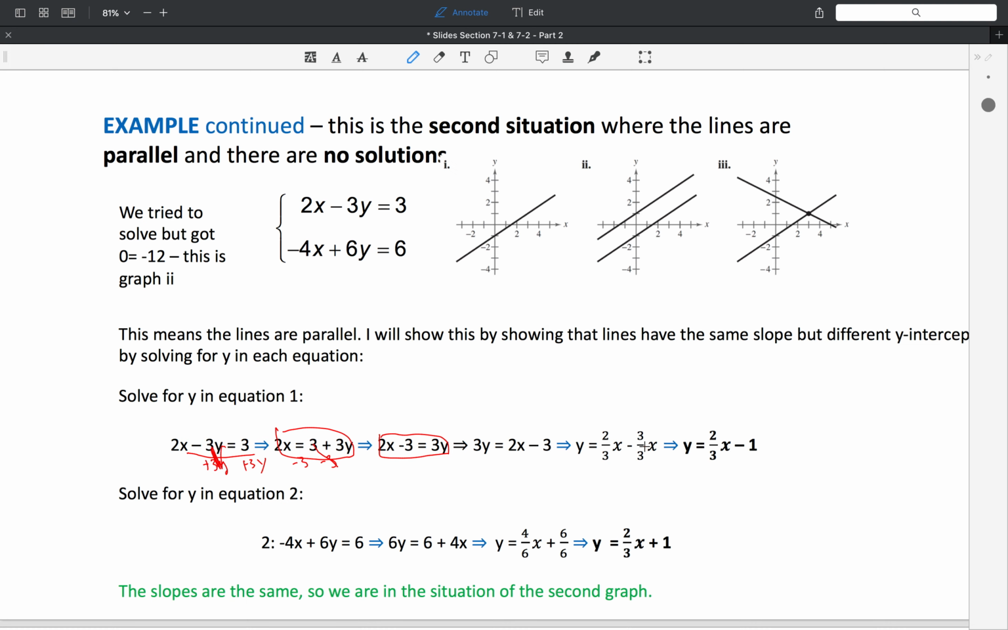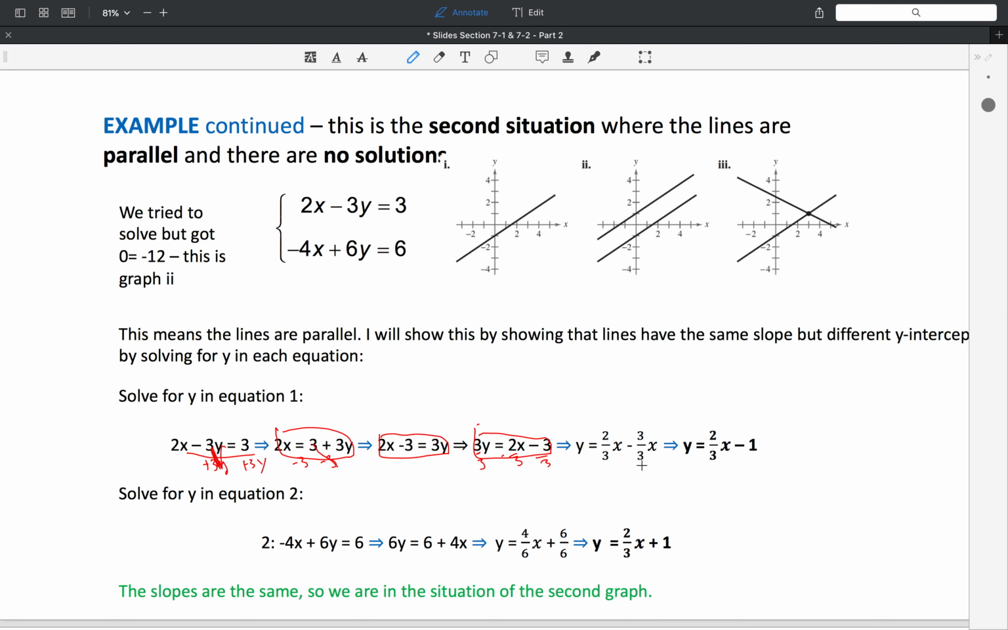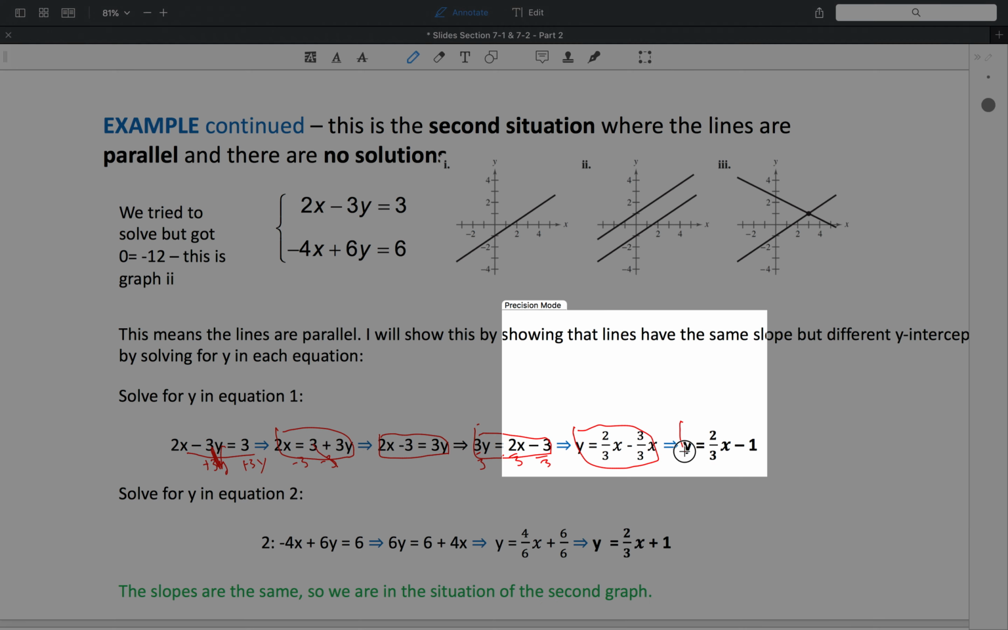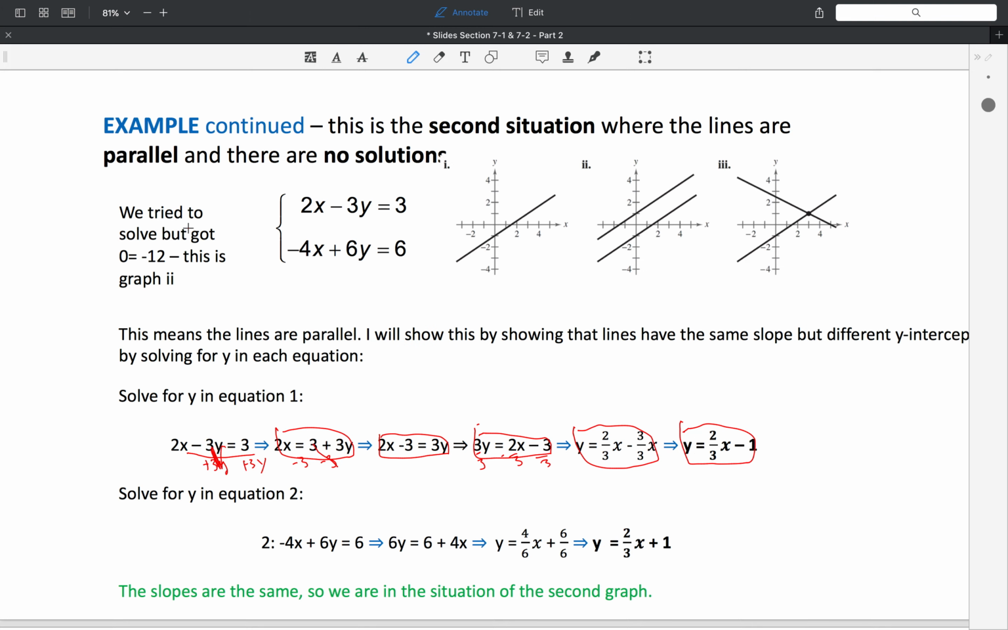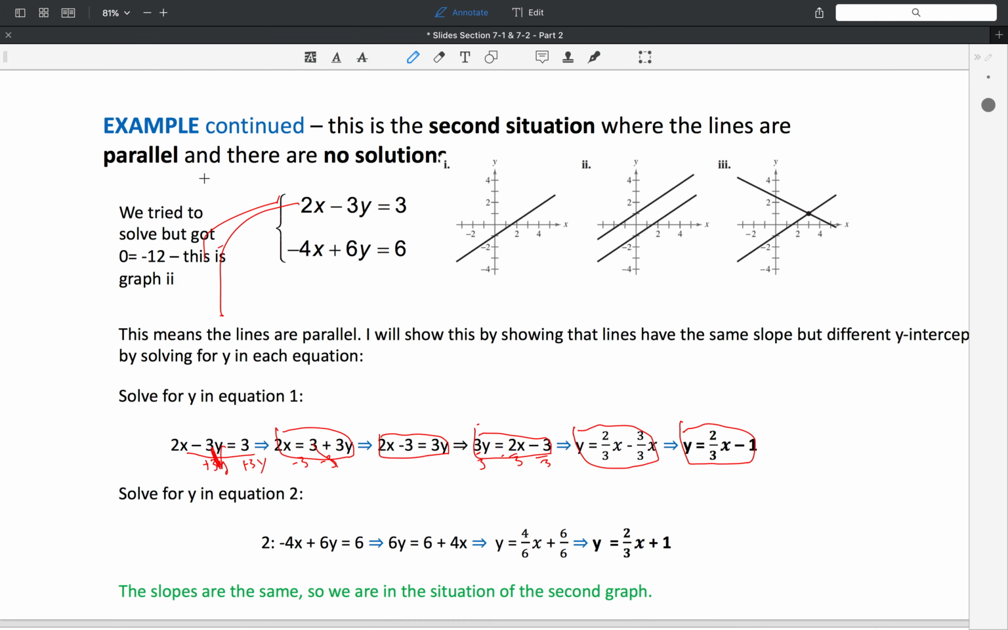I want to put y on the right side, so I do that here. And now to get y alone, I divide by 3. And that's what I have here. And then I simplify, and that's what I get here. So that's my equation for the line. This is the line that belongs here.